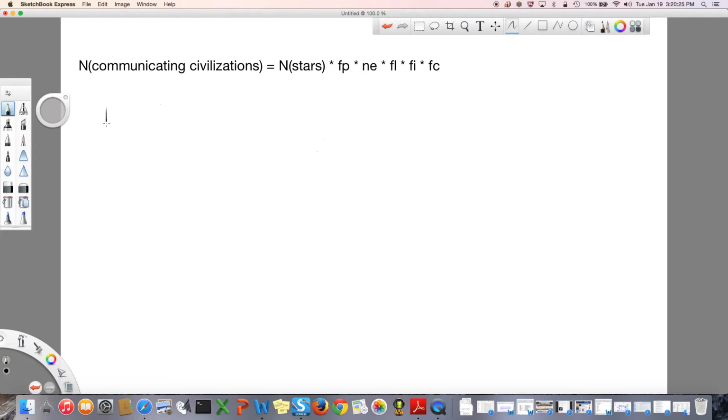The first person who tried to get a handle on this was a person by the name of Frank Drake, who came up with the Drake equation, which we put up here. What this says is that the number of communicating civilizations depends on the number of stars, the fraction that have planets, the number of those planets that are like Earth, the fraction of those that have life, the fraction of those that have intelligent life, and the fraction of those where the life is communicating.